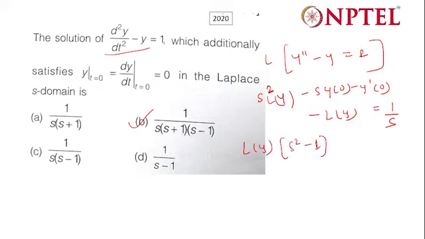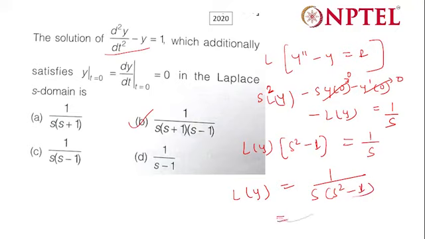Then where is the value of y(0)? y(0) and y dash(0) both are 0. It is given in the question. So it will be 1 by s. So your Laplace transform of the y function will be 1 divided by s times s square minus 1. You can write it as s plus 1, s minus 1. The B option is correct. Any doubt in this question?